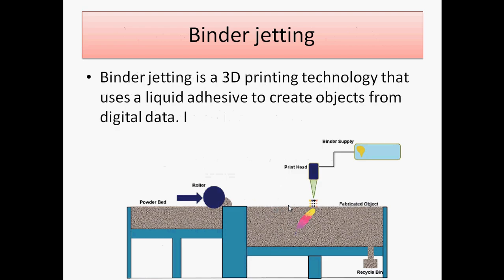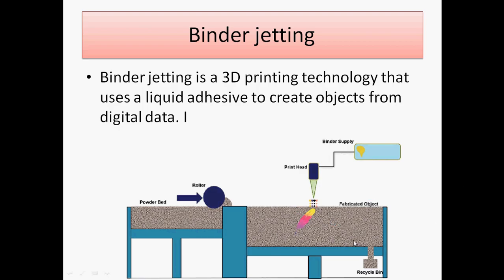Next we are discussing binder jetting. Here the technology uses a liquid adhesive to create the object from digital data. It is a format of 3D printing, and that is about binder jetting. Okay, so that is how the fabricated parts are made.